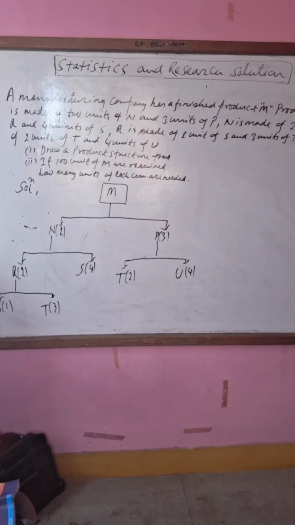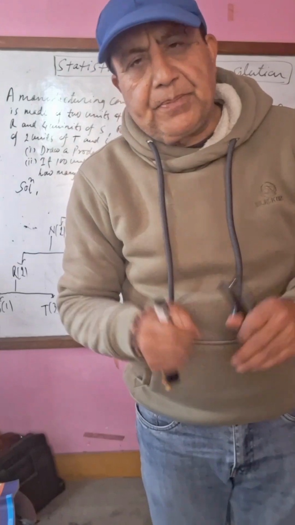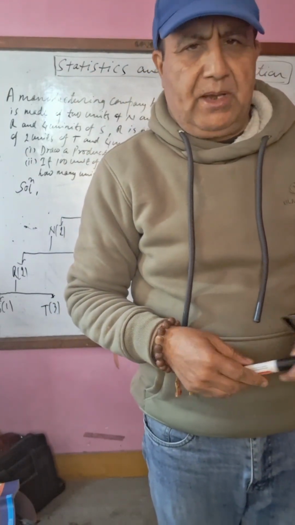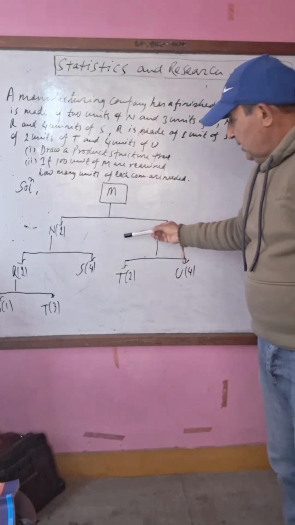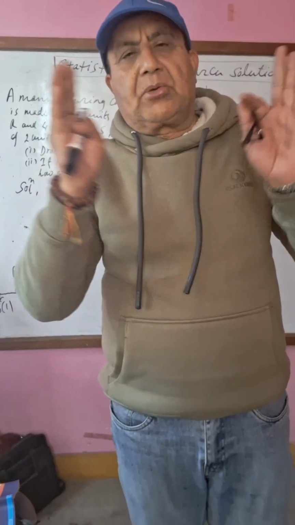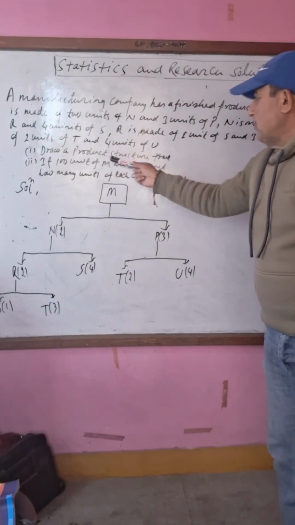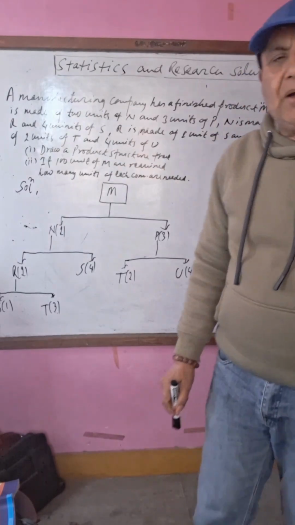So this we prepared, the product structure tree. In this way, we can easily prepare a product structure tree, that is also called BOM, bill of material. To produce M, these combinations of different materials are required. The first part is finished. The question was, draw a product structure tree. And now we have the second part.